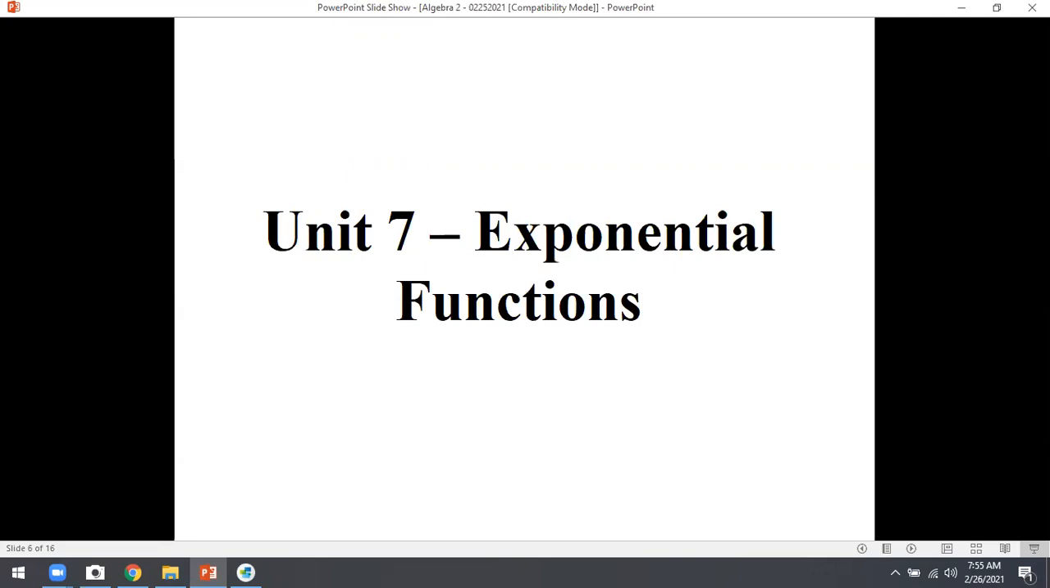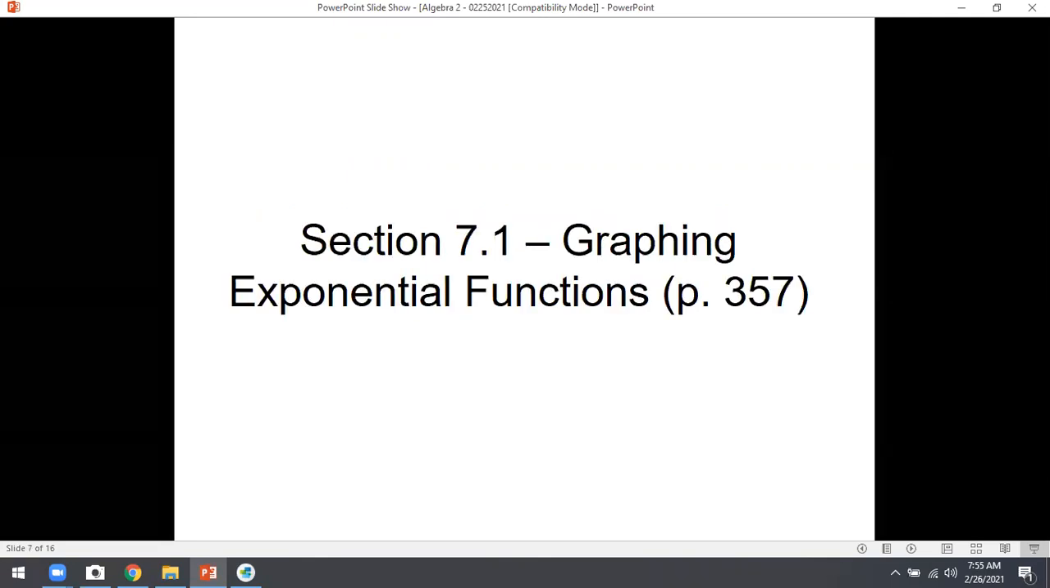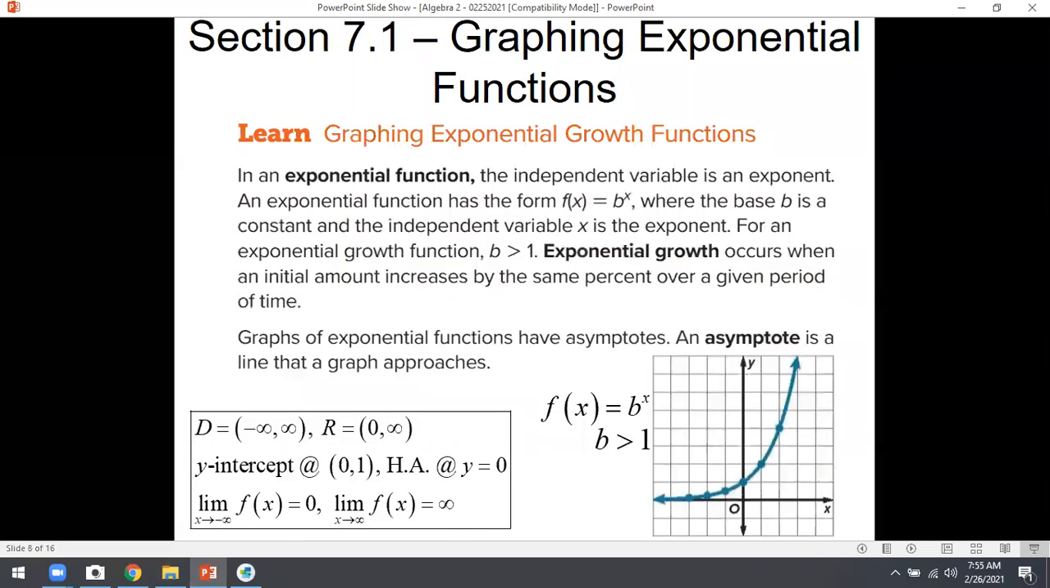The next unit will be about their inverse, called a logarithm, which we'll learn, and of course it will reference this one quite a bit. So Unit 7 and Unit 8 will be lumped together into one test when we get done with both of them. Well, let's dive right in. Here we go. Section 7.1 is about graphing exponential functions specifically. And let's get our basics down.